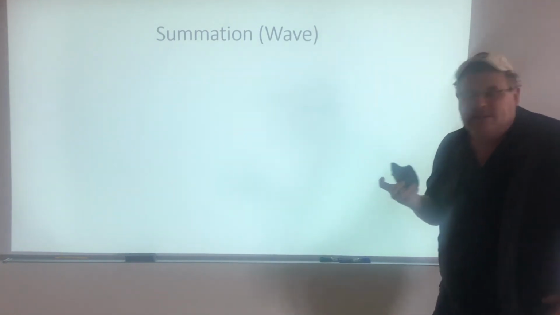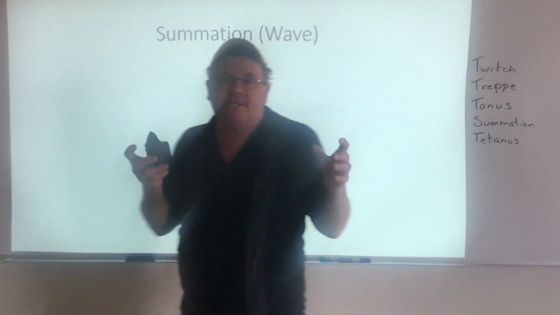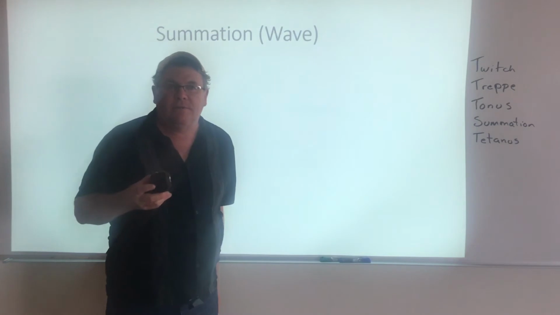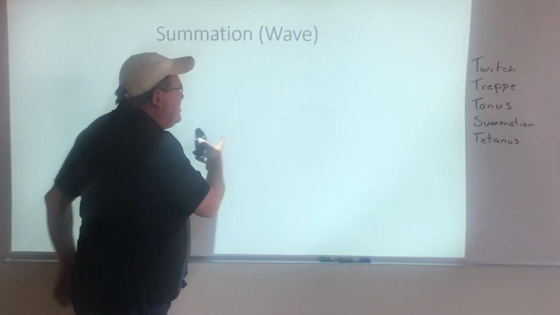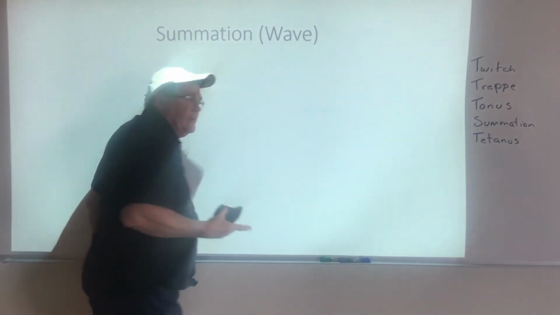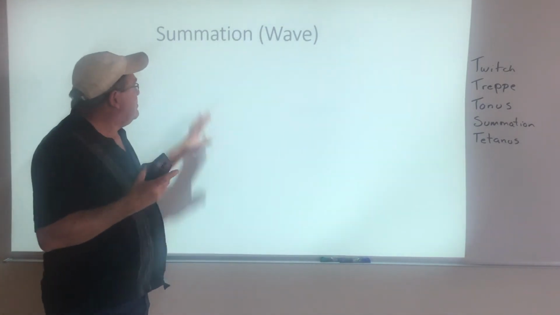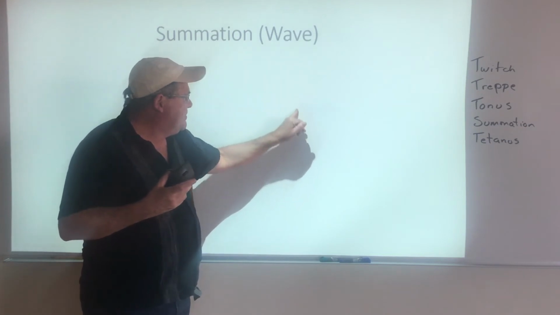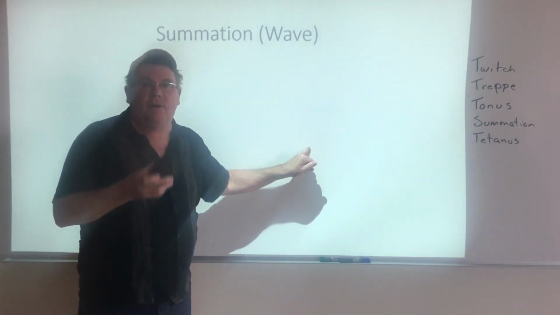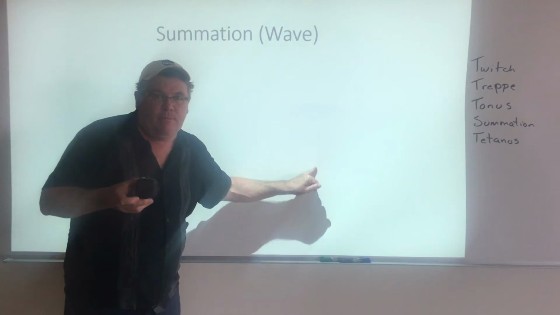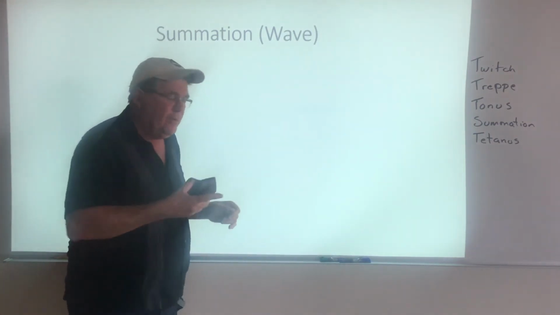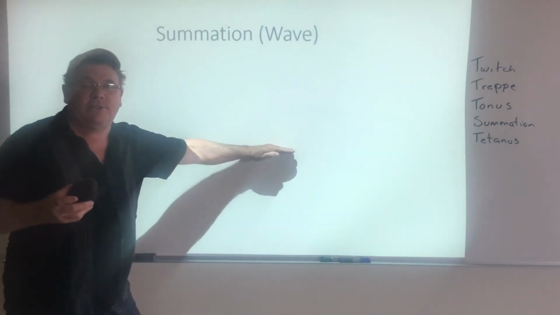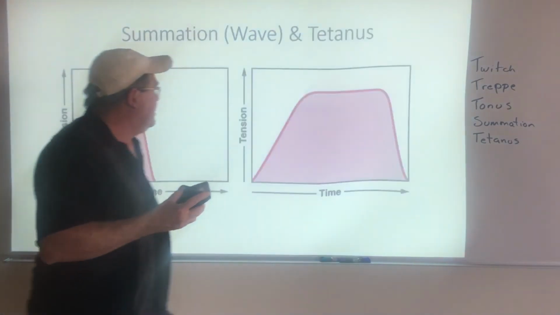It essentially means the same thing, but what we're going to do is sum twitches. So remember, a twitch went up and then it went all the way down, and it was a simple little thing. Summation is when we have an impulse, but before it gets all the way down to the resting state, before it relaxes completely, we hit it again. And when we hit it again, it's already partially contracted, so it goes higher. And it looks like this.